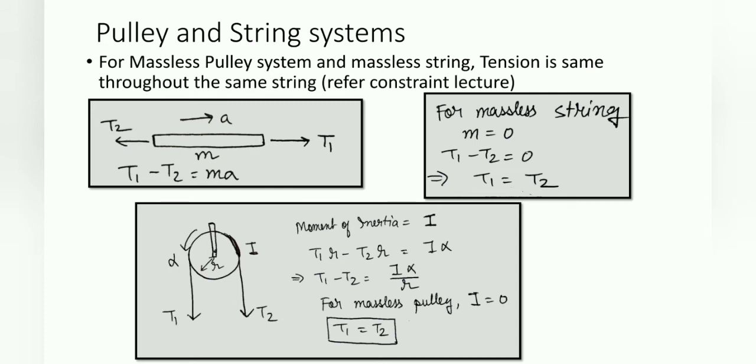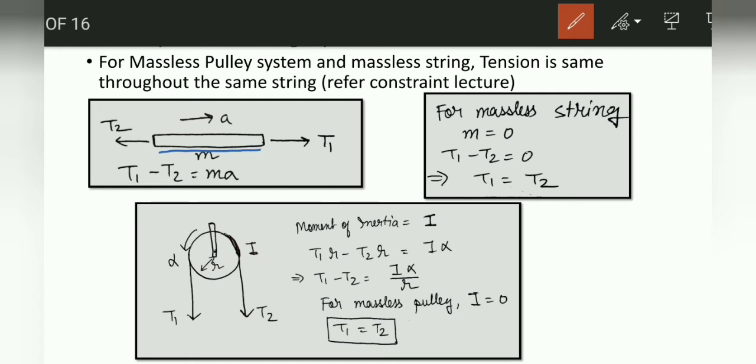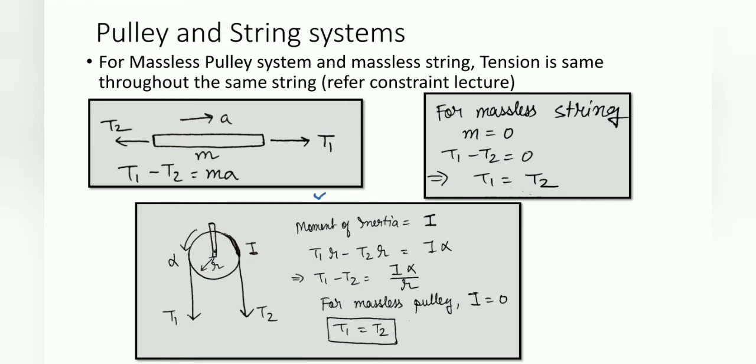See what happens in a massless string. Suppose I am taking a segment of a string. At one end the tension is T1, and at the other end the tension is T2. Now I am assuming T1 is greater than T2, so T1 minus T2 is the net force in this direction. So T1 minus T2 is equal to m into a. That is Newton's second law. But for a massless string m is equal to 0, so T1 minus T2 will be equal to 0. So T1 equals T2. So for massless pulley and massless string, tension is the same throughout the same string. Please refer to the constraint lecture.